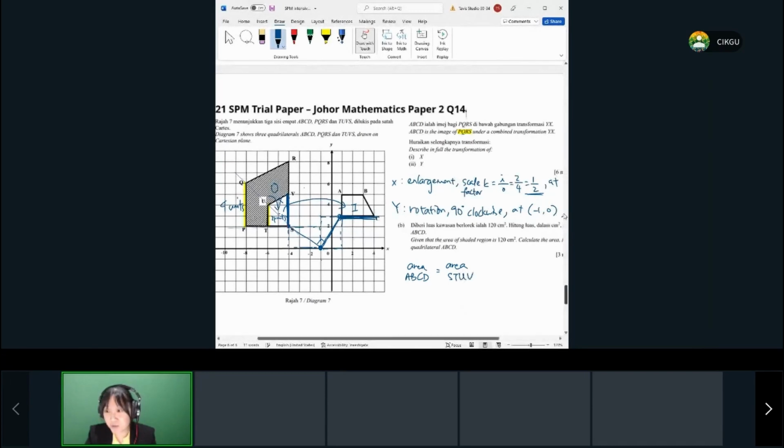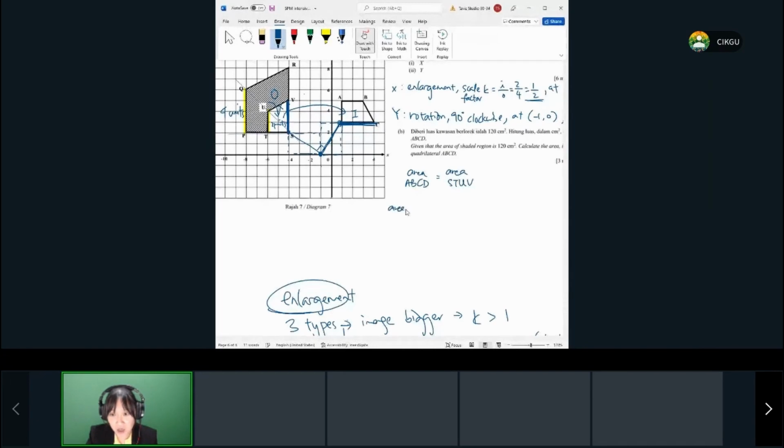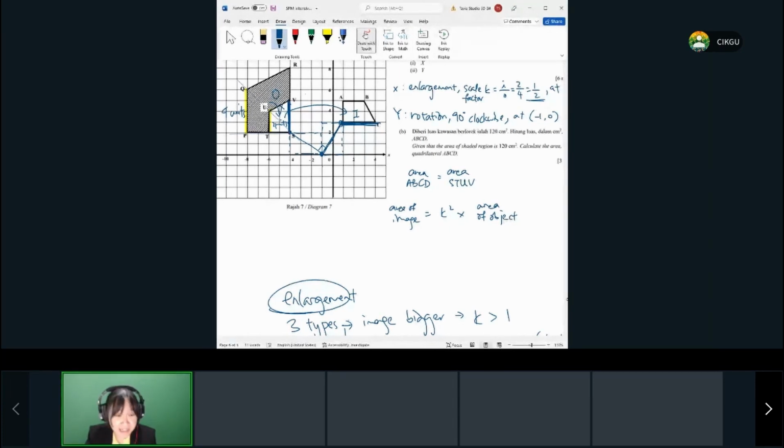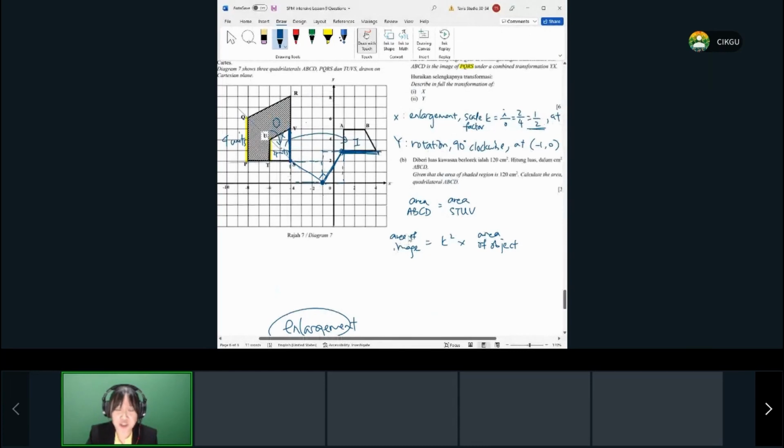Okay, and then if you compare the area of STUV with the area of the bigger one, PQRS, that is where we can use the formula again, right? The area of image equals K squared times area of object. Okay, but guys, you want to be very careful here. Let's put the information in. Area of image. So which one is the image? STUV is the image. Object is PQRS.